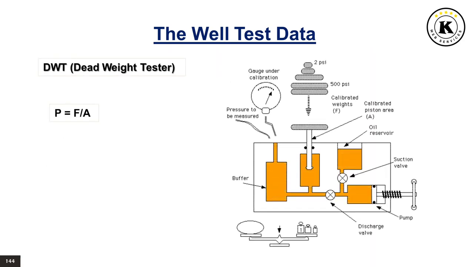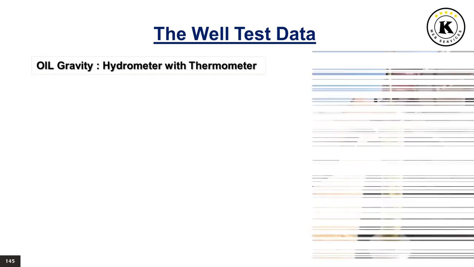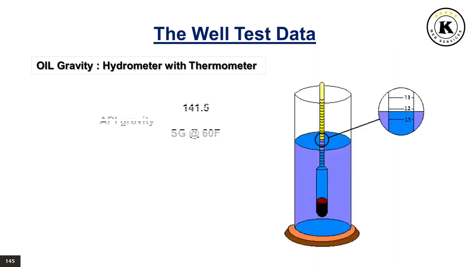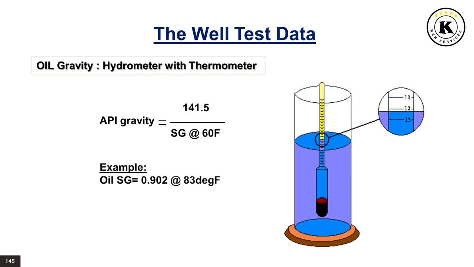The wellhead pressure in PSIG may be measured using the deadweight tester. The oil gravity is measured using the hydrometer with thermometer. The API gravity is obtained by dividing 141.5 by the specific gravity at 60 degrees Fahrenheit.